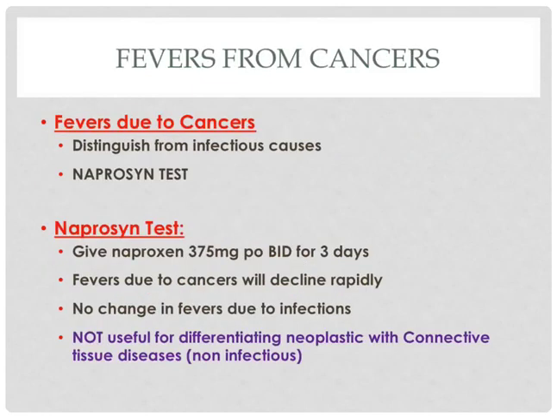The fevers from cancers, how do you differentiate them from infectious causes? You can do a quick naproxen test. What you do is give the patient naproxen for 3 days. If they have fevers due to cancers, they will come down rapidly. But there will be no change in fevers if it's due to an infection. So that's a quick test that you can do. It's not really useful to differentiate the non-infectious fevers from cancer fevers or connective tissue disease fevers.